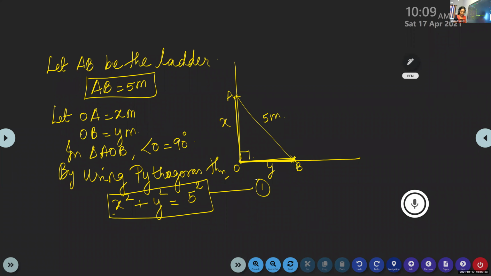Once again, read the question. A ladder 5 meter long is leaning against the wall. The bottom of the ladder is pulled away from the ground at the rate of 2 meters per second. We are pulling this bottom away from the ground at the rate of 2 meter per second. So what is given here?